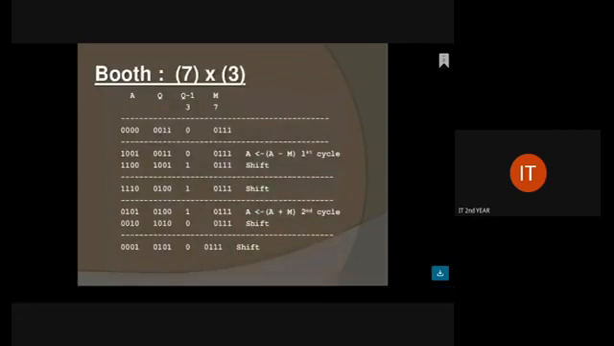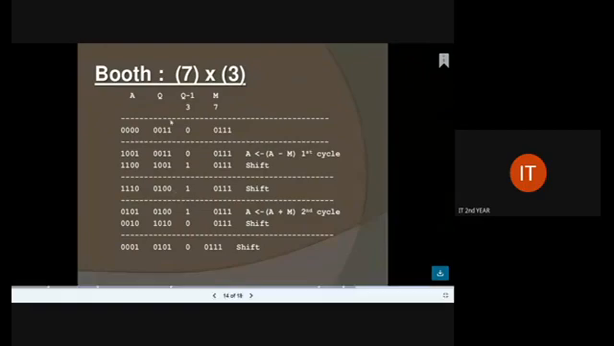Now we will get a clear idea. Suppose the given multiplication sum is 7 into 3. This is an unsigned integer; we are dealing with unsigned integers 7 and 3. Now we will assign a, q, m and q minus 1. So m is the multiplicand and q is the multiplier.